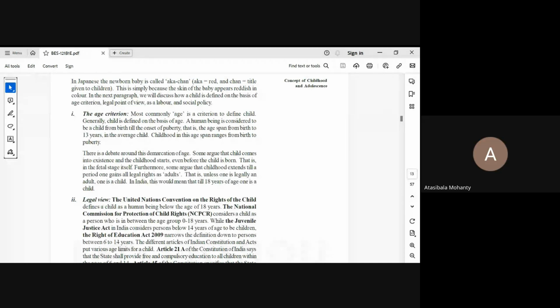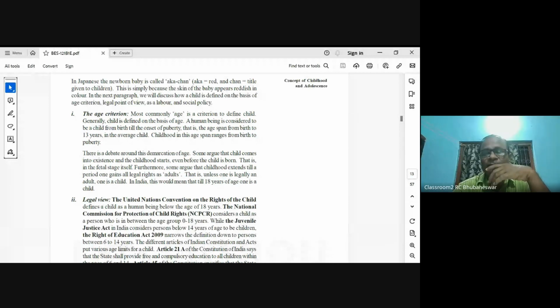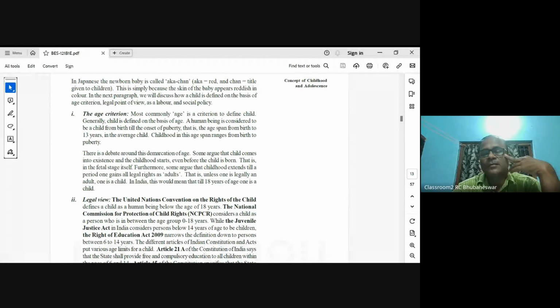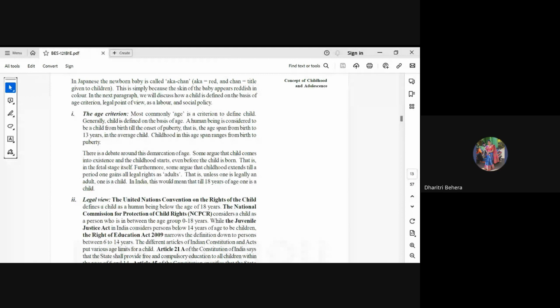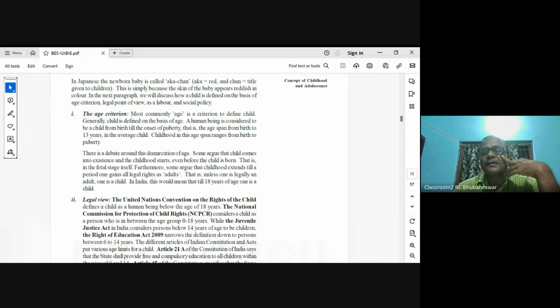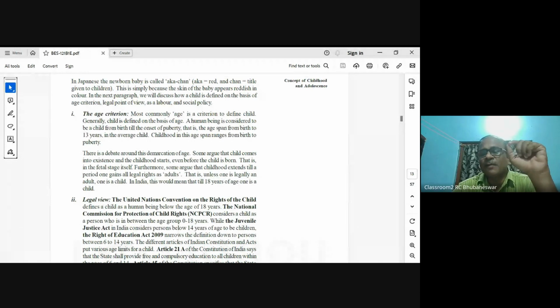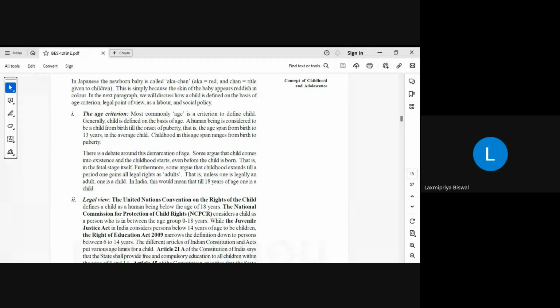What is the structure of education as per NEP 2020? Sir, 5 plus 3 plus 3 plus 4. What do you mean by 5? Sir, preparatory stage. 5 is not preparatory. Sir, foundational stage. Yes. Foundational stage. What is the beginning age of the foundational stage? Sir, 3 years.